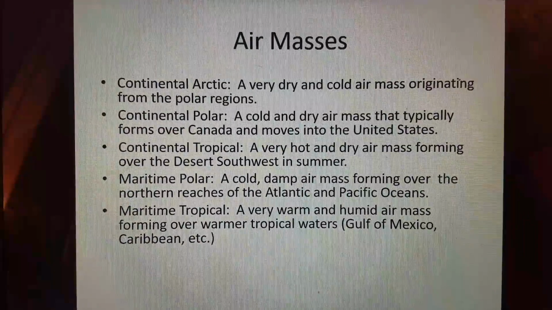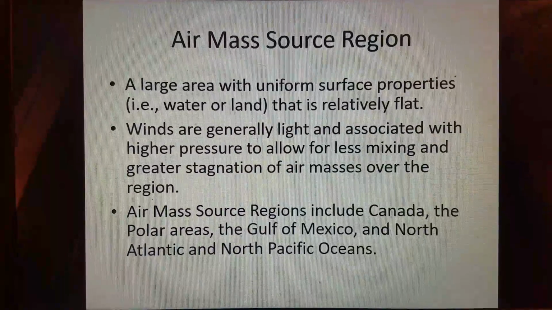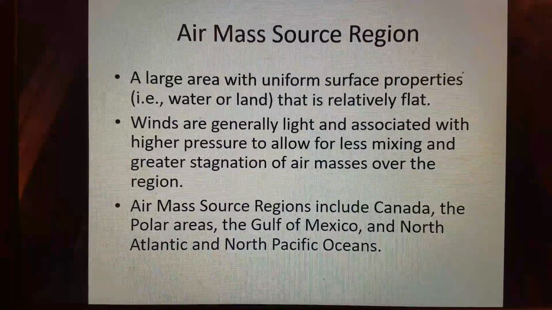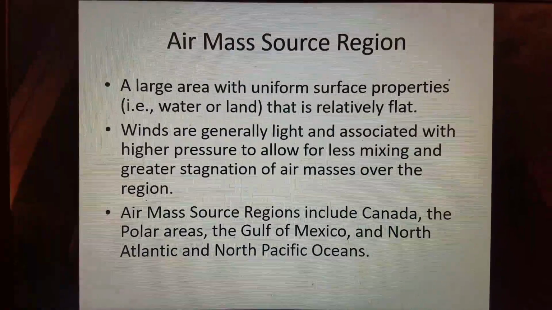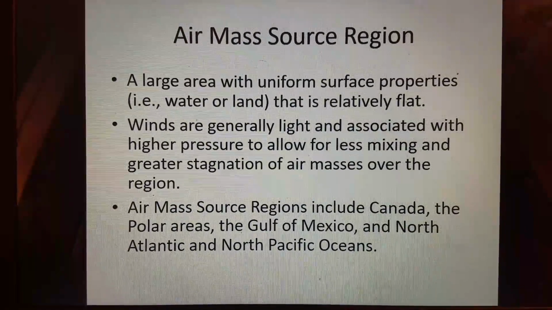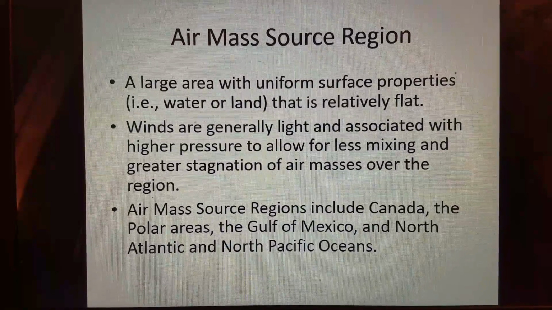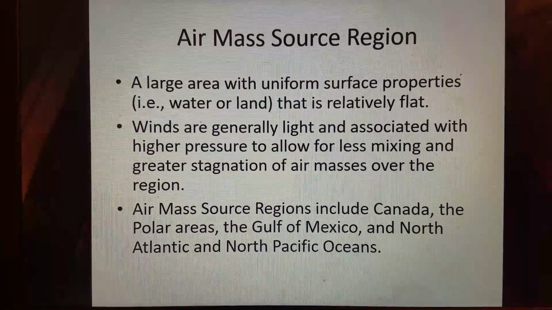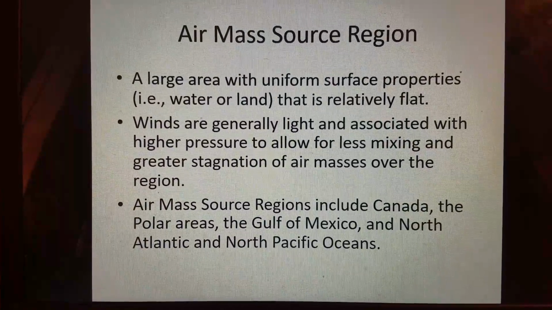All right, so now that we talked about air masses, let's talk about what an air mass source region is. An air mass source region is where the air mass forms, and it's a large area with uniform surface properties. For example, it could be a very large expansive area of water, a large expansive area of land, and it's generally relatively flat.